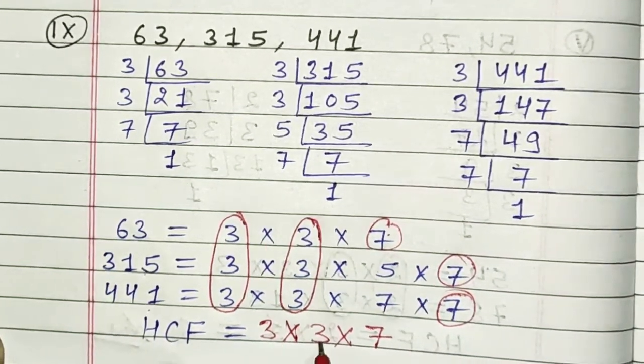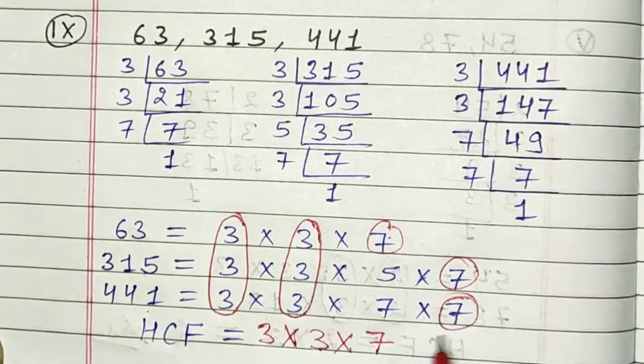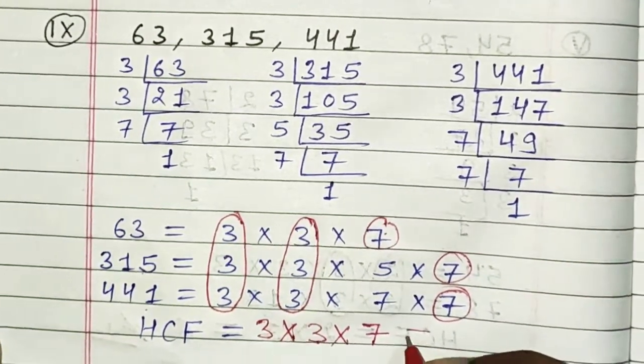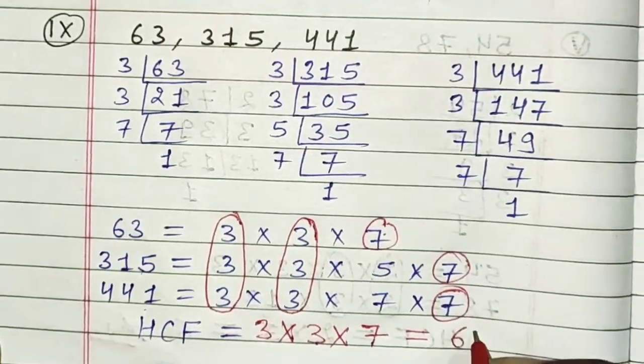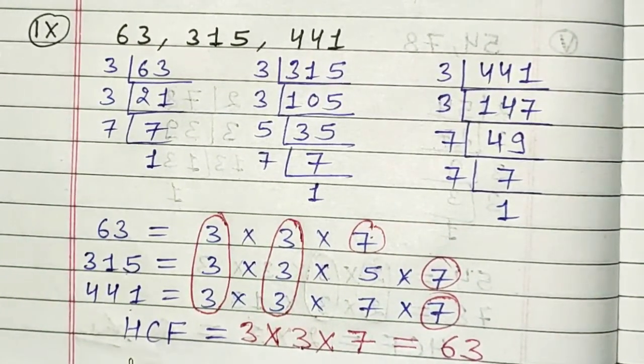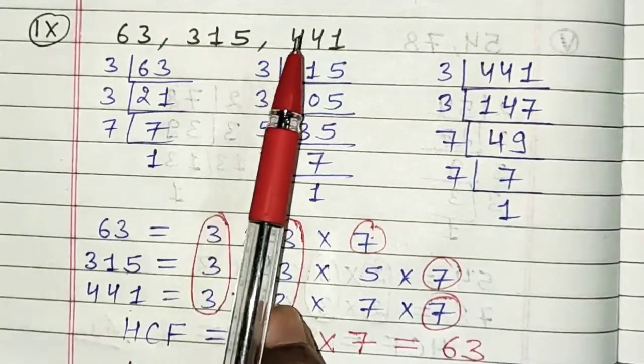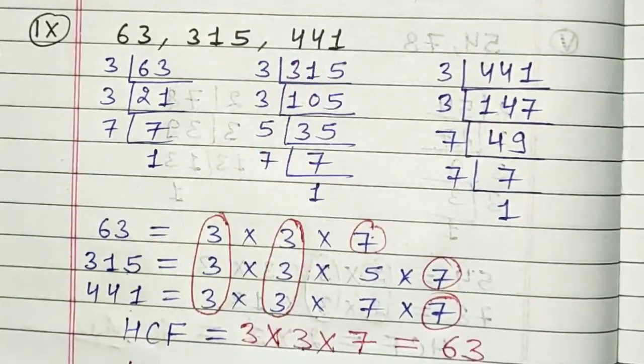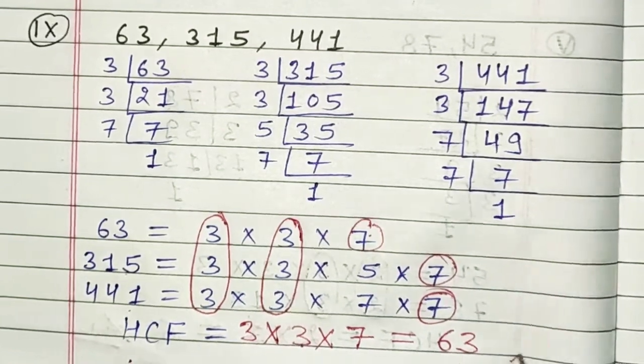So 3 times 3 will be 9, and 9 sevens are 63. Okay, so our GCF of 63, 315 and 441 will be 63. This is our answer.